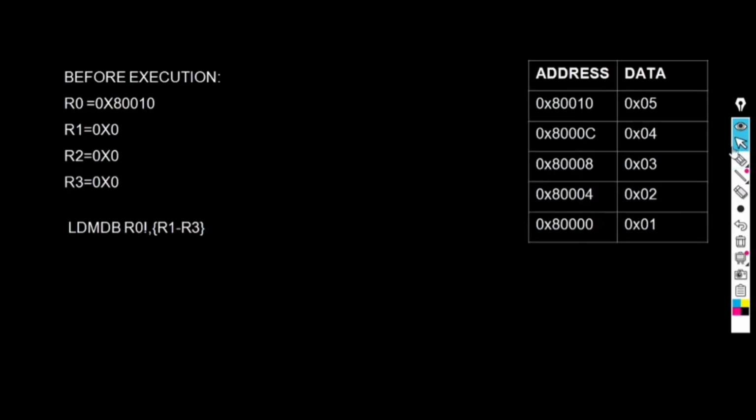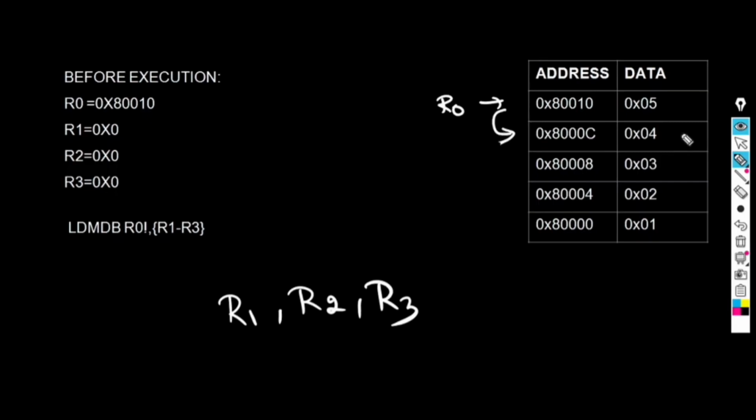So what should happen here? First of all, let's just write registers R1, R2 and R3. Because it's decrement, we know we have to load data from addresses lower than the previous locations. So the initial location is this one. This is your R0. Now because it's decrement before loading, it means first decrement the address, then load the first data. So what is this data? 0x04. In which of these registers should we place it? We should place it here.